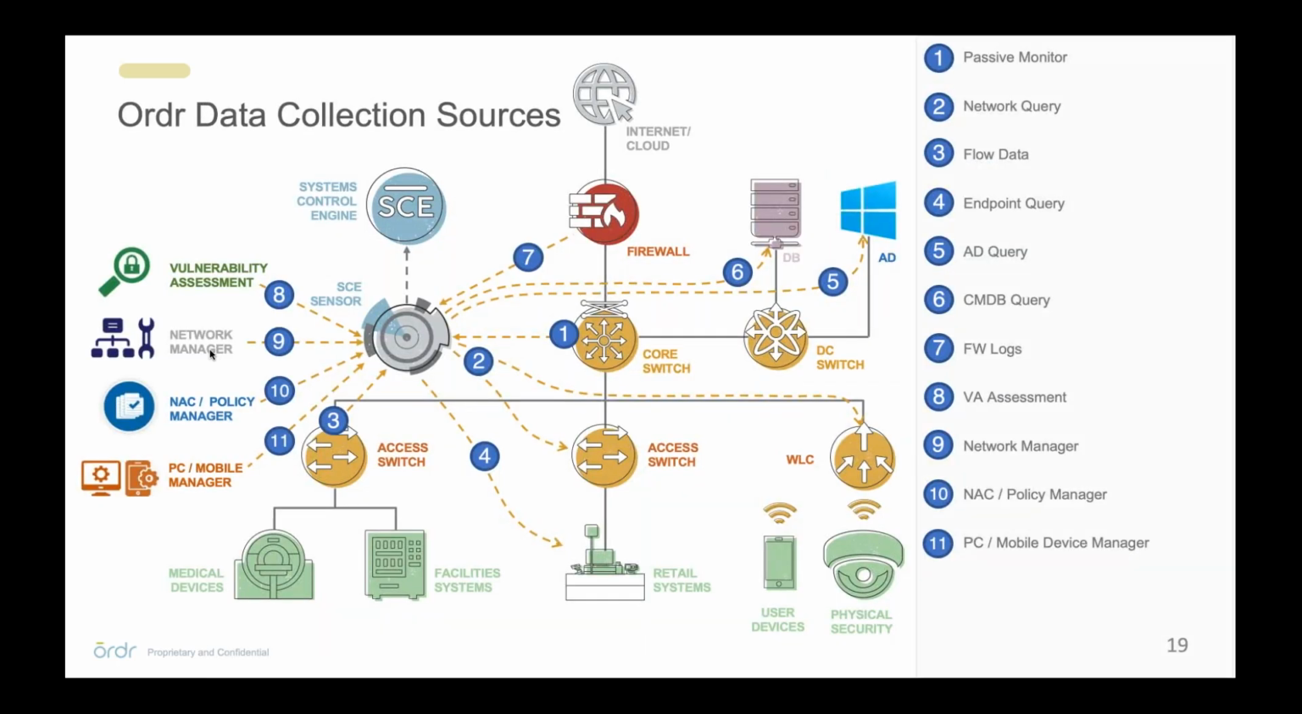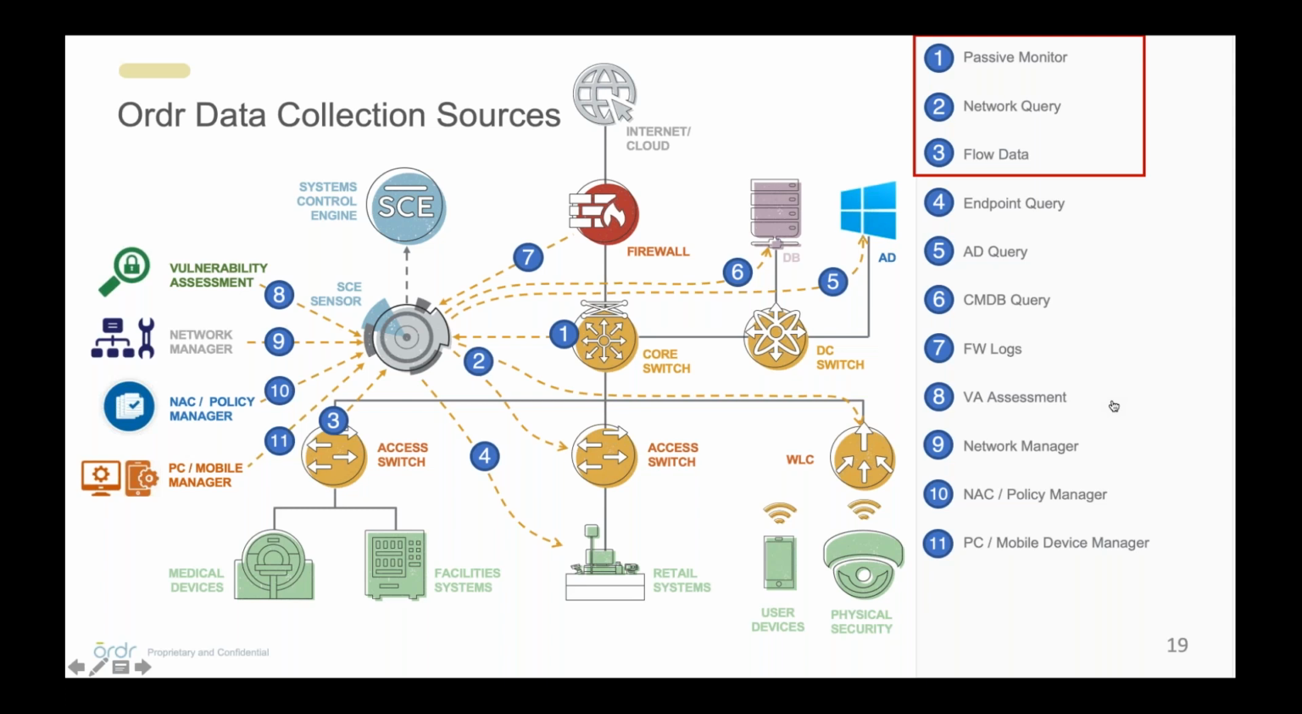I do want to call out, there are other sources of data that Ordr can process. For example, we are able to query endpoints directly or query Active Directory and other identity stores. You might have an existing asset management system, firewall logs, vulnerability assessment, network management systems or NAC servers. They all have unique information and we can consume that. But typically, in initial deployments, where you see the most value and immediate value is going to be in these top three.